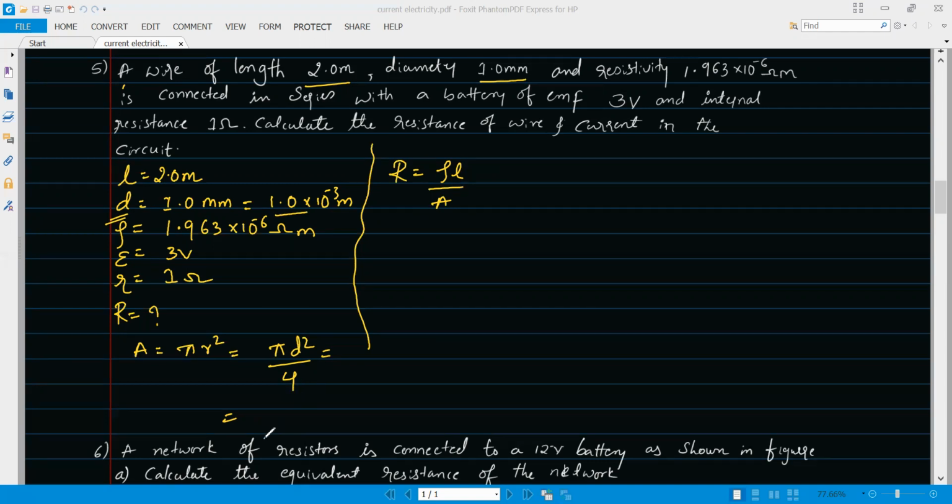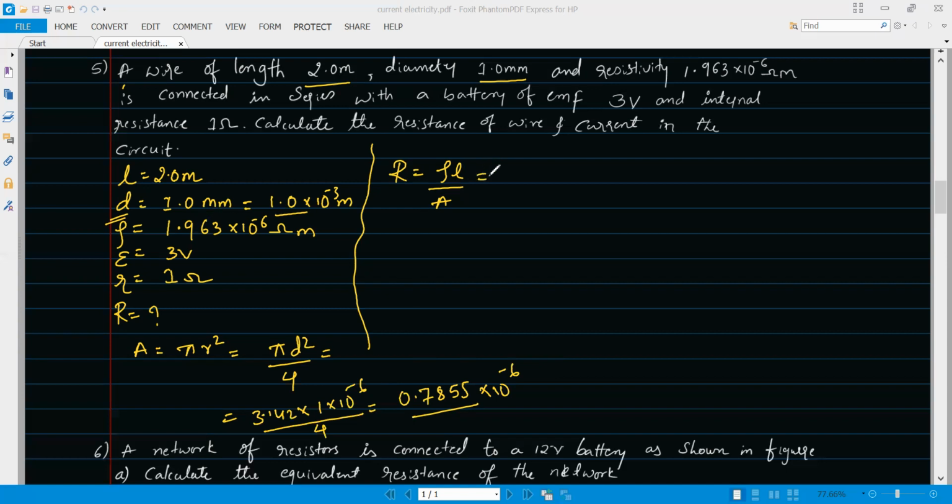So the value is about 3.142 into 1 into 10 to the power of minus 6 divided by 4. If you calculate this, it becomes 0.7855 into 10 to the power of minus 6. This is the area value.